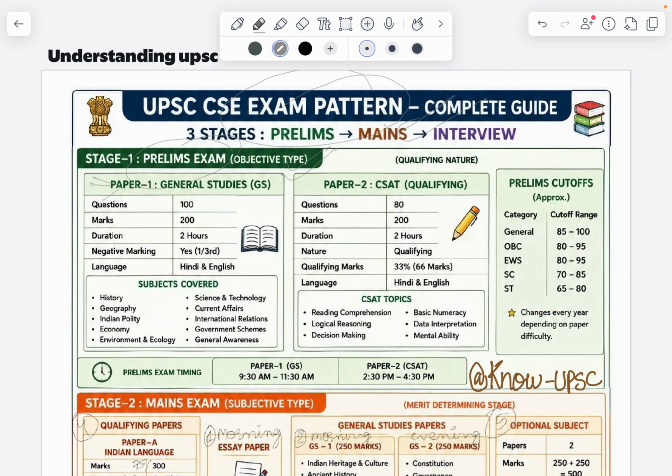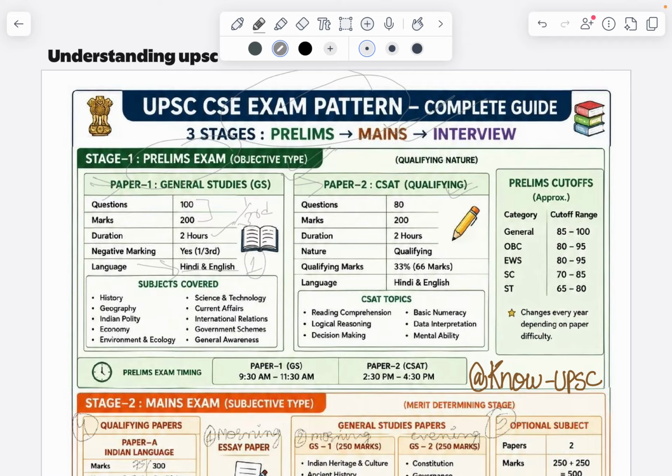First paper is General Studies and second paper is CSAT, which is only qualifying. In paper 1 you get 100 questions of 200 marks, which means per question you get 2 marks. Duration for this exam is 2 hours. Negative marking on these questions will be 1/3, which means if you get 3 questions wrong, 1 mark will be deducted. Also the languages here are English and Hindi.